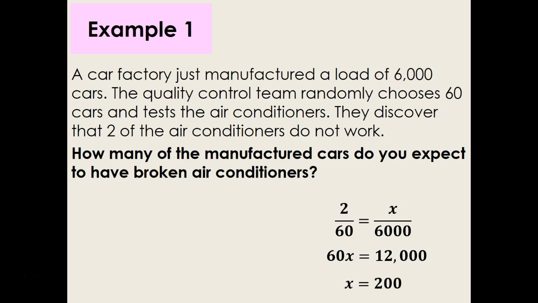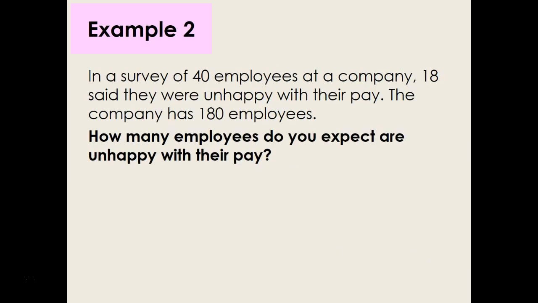expected to be broken. Now, our sample is not going to be a perfect representation of the population. We can't expect exactly 200 air conditioners to be broken, but based on our random sample, our good sample, we expect about 200 of them to be broken. That's our best estimate.